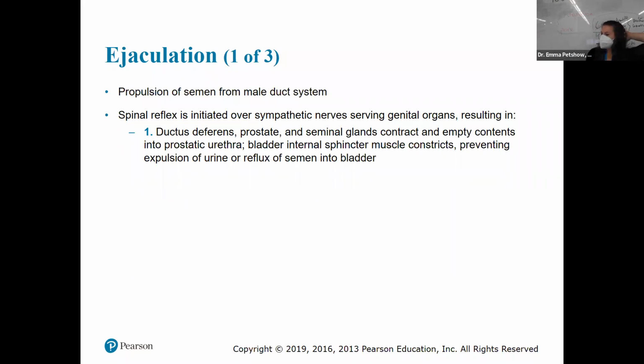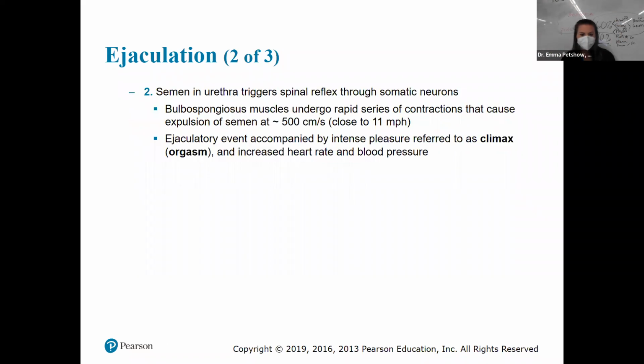So then how does semen actually escape the system? Propulsion of semen through the male duct system is a spinal reflex. It's initiated from sympathetic nerves being generated. It's going to lead to the ductus deferens, the prostate, and the seminal glands contracting and emptying their contents all into the prostatic urethra. The bladder and your internal sphincter muscles also constrict, preventing urination, right? So that's how it's a unilateral system. That's why we don't urinate and ejaculate at the same time, which is good.